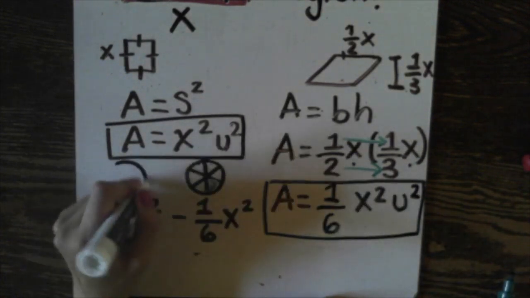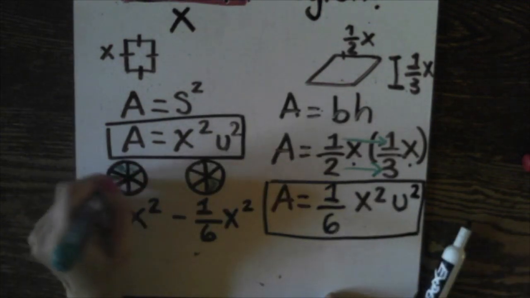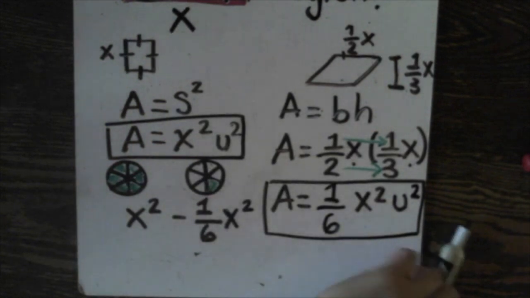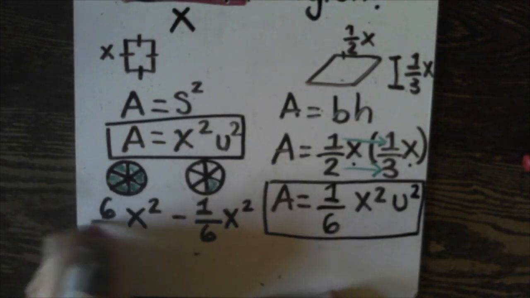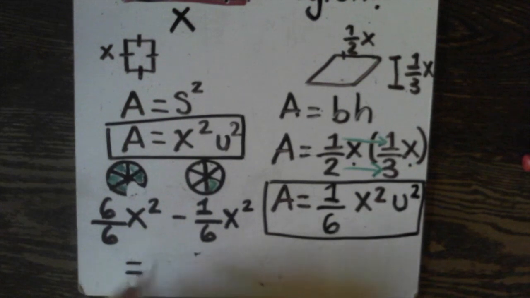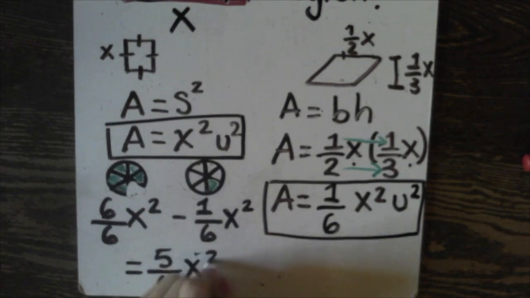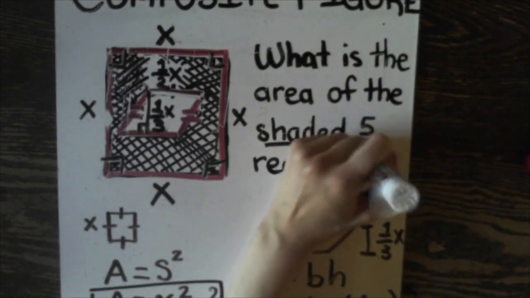Well, x squared would be 1x squared. It would be the entire pizza, one whole pizza, which is the same as thinking about 1 or 6/6. 6 slices of 6 total in the pizza. If I take out 1/6, then I am left with 5/6 of x squared. My final answer is 5/6 x squared square units.